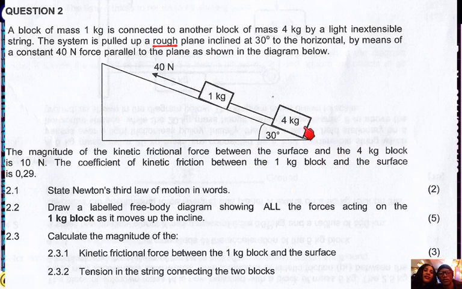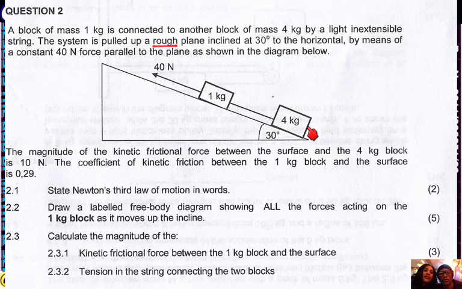There's a friction on this one here, which will oppose motion. The objects are intended to go upwards, so the friction will pull backwards or downwards or down the incline. The coefficient of kinetic friction between the 1 kilogram, this block here, and the surface is 0.2. So you're going to need the fan.